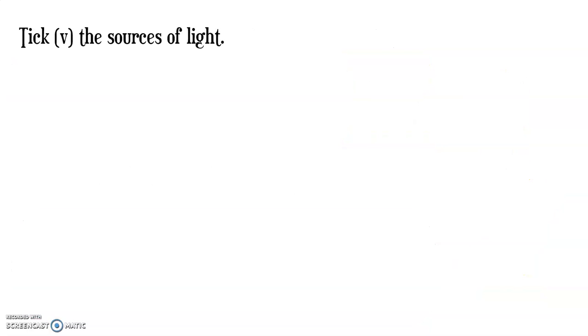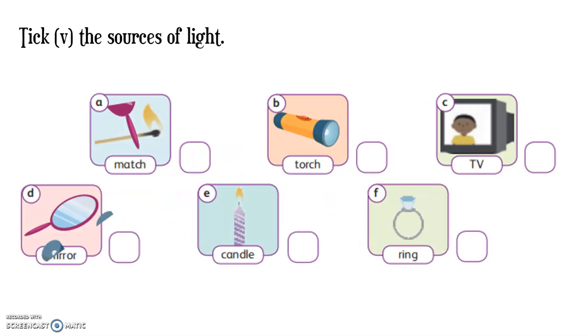Okay. Now you can open your book, page 110, and then take your pen. We do this exercise together. I have 6 pictures of light sources. I want you to pick the sources of light. Where is the source of light? We have match, torch, TV, mirror, candle, and ring.